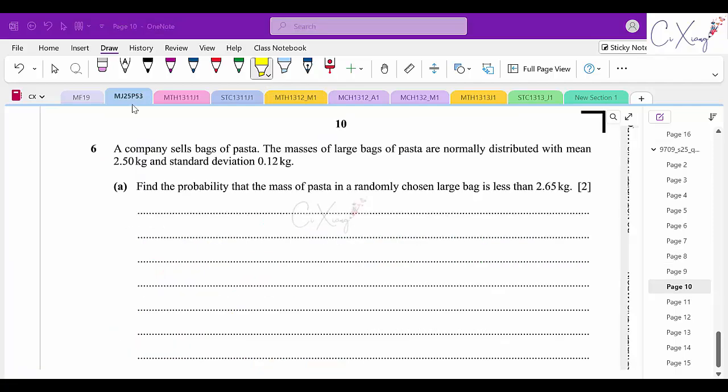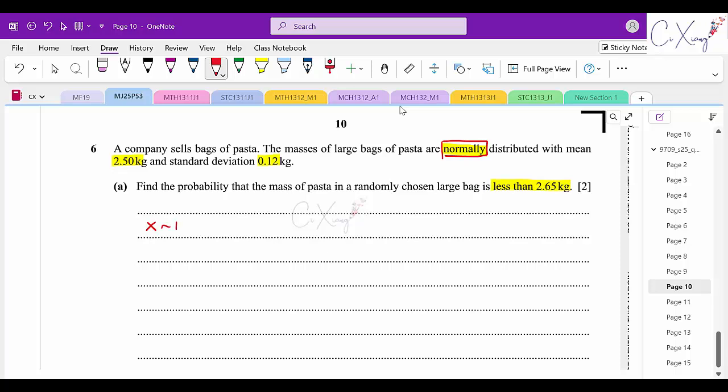Okay, question number 6. There's a company that sells bags of pasta. The mass of a large bag of pasta is normally distributed. Highlight the keyword normally distributed. Mean is given, standard deviation is known. Find the probability that the mass of pasta in a randomly chosen large bag is less than 2.65. I think this question is very obvious because you can see the keyword normally distributed. So it is normal distribution.